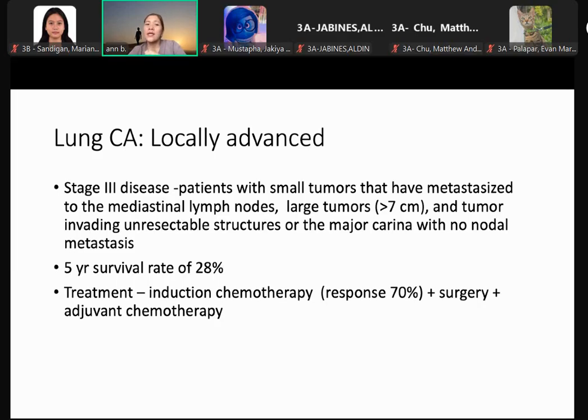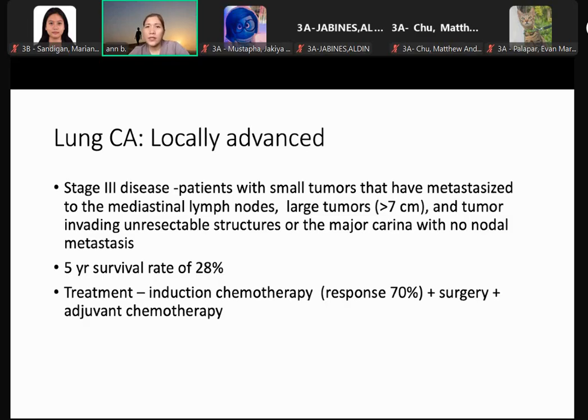So treatment, again, is very controversial in stage 3, especially in stage 3A disease, because there are other institutions or other surgeons and oncologists that would still recommend surgical resection. Because sometimes, if we subject this patient to induction chemotherapy or neoadjuvant therapy, after the chemotherapy their body is already weak and they are not a surgical candidate.